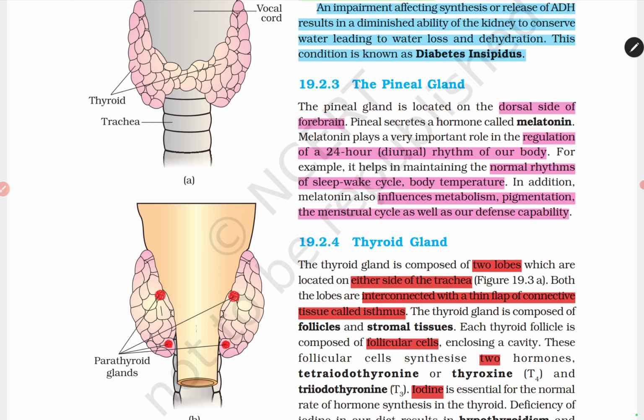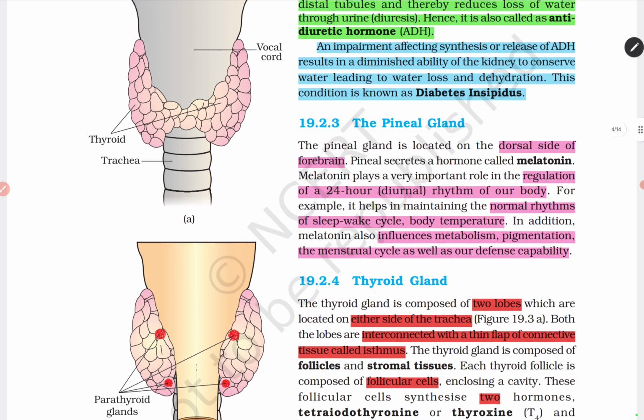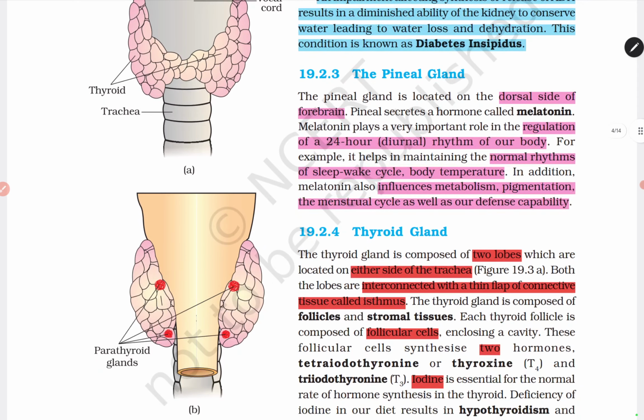The pineal gland is located on the dorsal side of the forebrain. Pineal secretes a hormone called melatonin. Melatonin plays a very important role in the regulation of the 24-hour rhythm of our body, that is, the 24-hour diurnal rhythm. For example, it helps in maintaining the normal rhythm of the sleep-wake cycle, when to sleep, when to wake, and body temperature. In addition, melatonin also influences metabolism, pigmentation, the menstrual cycle, as well as our defense capability.